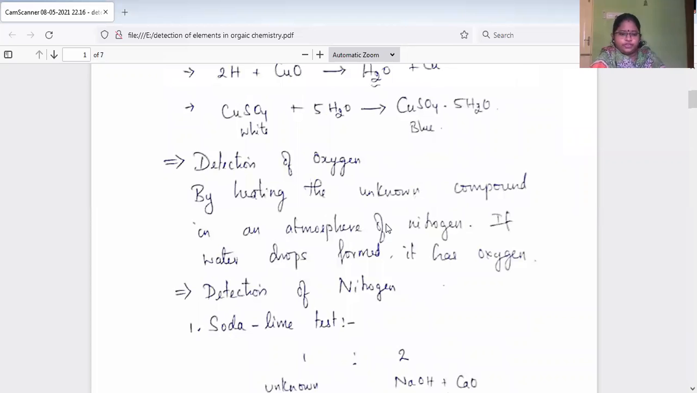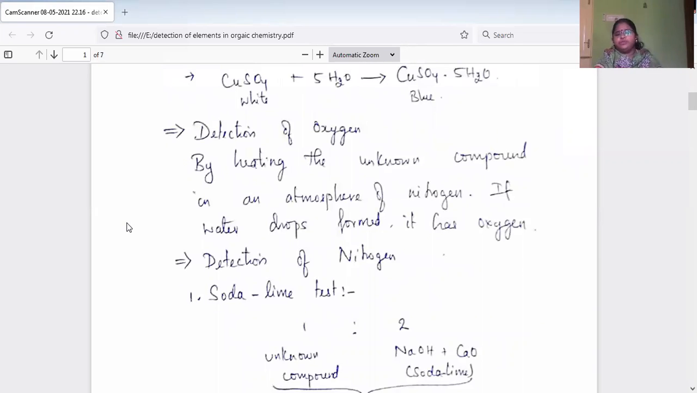Detection of oxygen. Actually, there is not much of a process to detect oxygen, but we can try this in the atmosphere of nitrogen. That means you create an inert atmosphere. In the inert atmosphere, if the unknown compound has oxygen, by heating that unknown compound, you will get water droplets.